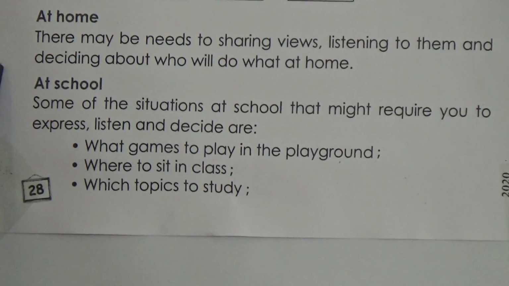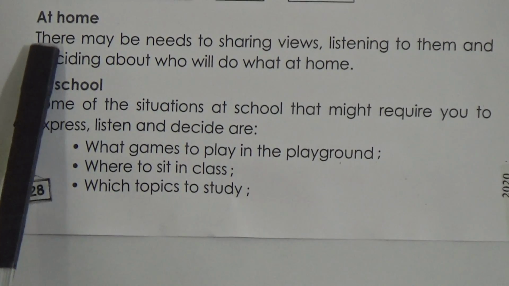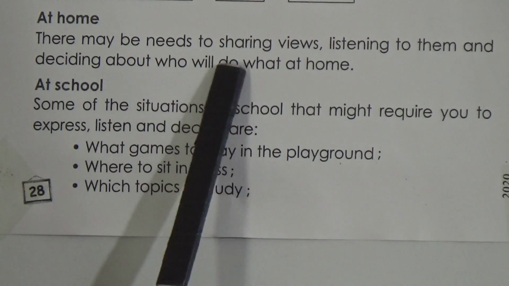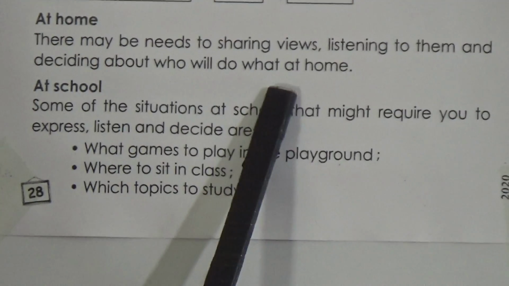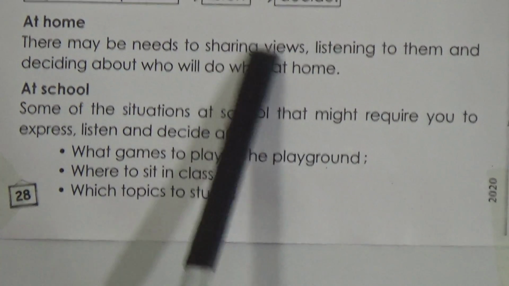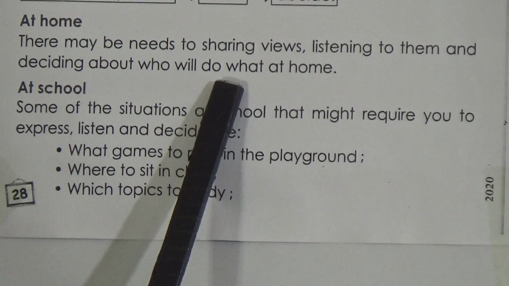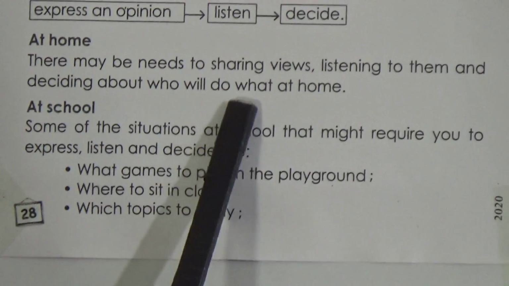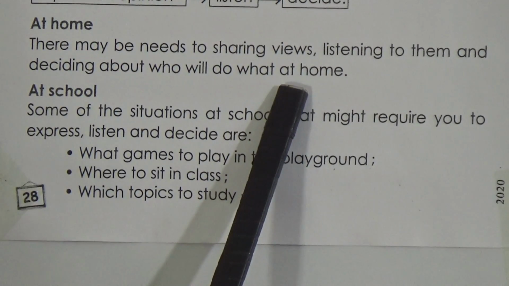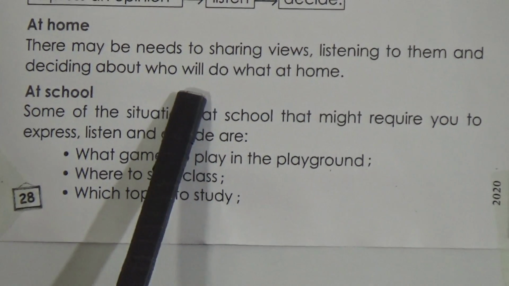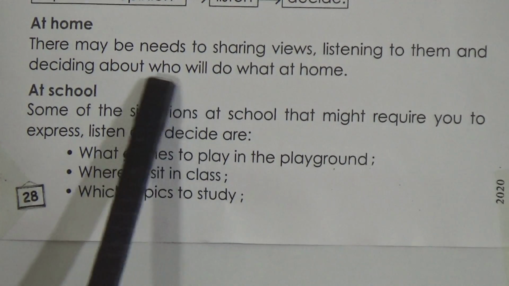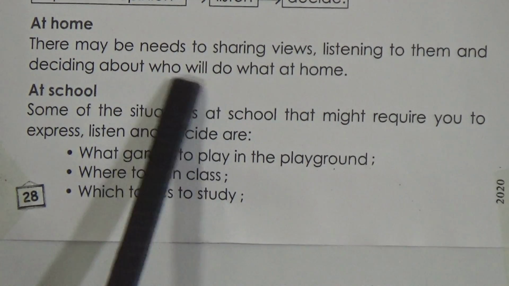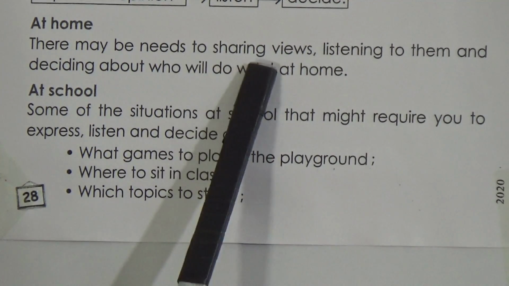Okay, at home, what are the responsibilities or what are the things we can do? There may be needs for sharing views, listening to them and deciding about who will do what at home. Suppose in your home you have lots of work. You need to cook, you need to wash clothes, you need to wash dishes, you need to clean the home, you need to arrange your chairs and books, all of the things you need to do. But there are some people, so you need to distribute the work. So you need to decide, you need to share your views, who can do what.